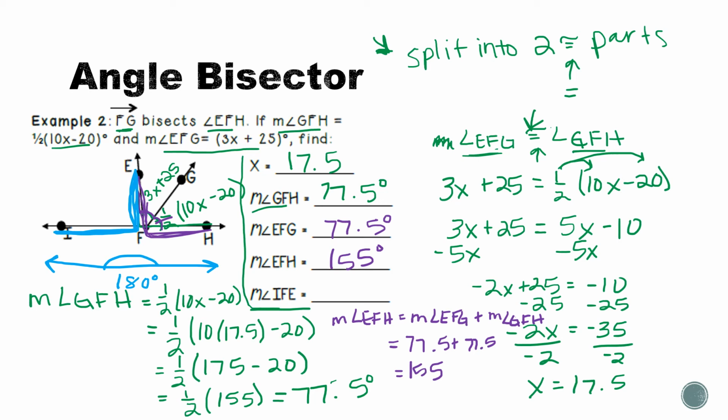So if I know that my right chunk is 155, how am I going to figure out the left chunk? I hope some of us are thinking 180 minus 155, which equals 25 degrees. I'm just using what I have left to figure out that the measure of angle IFE is 25 degrees.